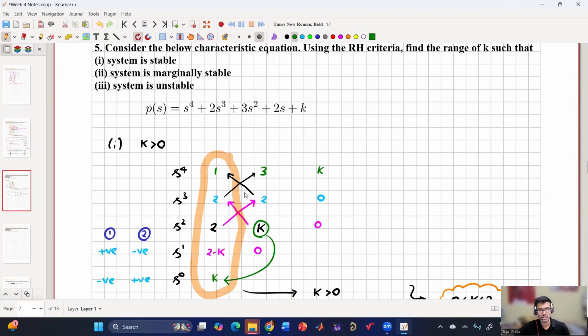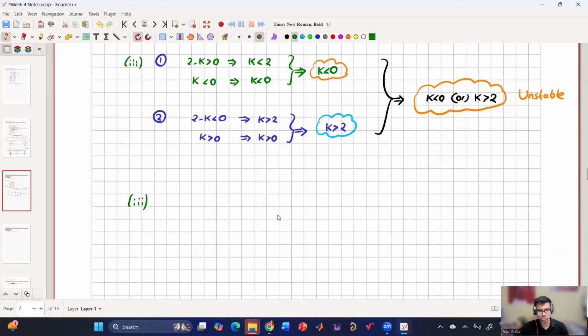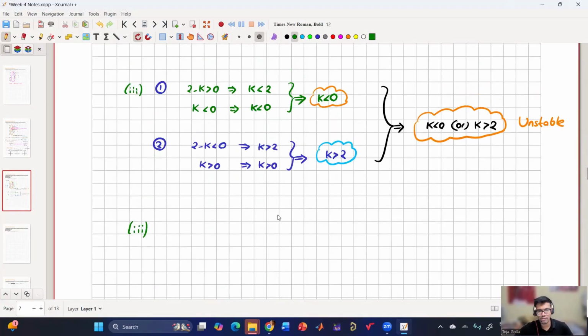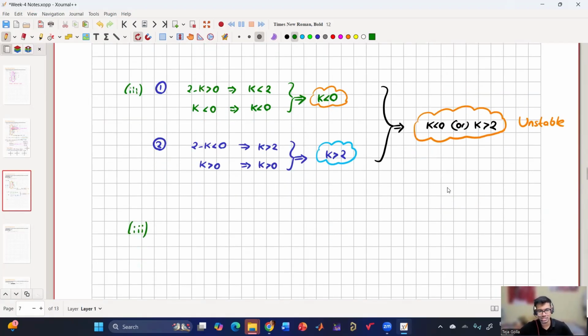Similarly, if you consider K equals 2, this element will become 0. Then again we have to replace it by epsilon, and then we can proceed. In that case also we get a pole on the imaginary axis, so it will also be marginally stable. So anything that is not stable is outside that range and unstable, and in between stable and unstable we have marginally stable. So marginally stable is K equals 0 and K equals 2.